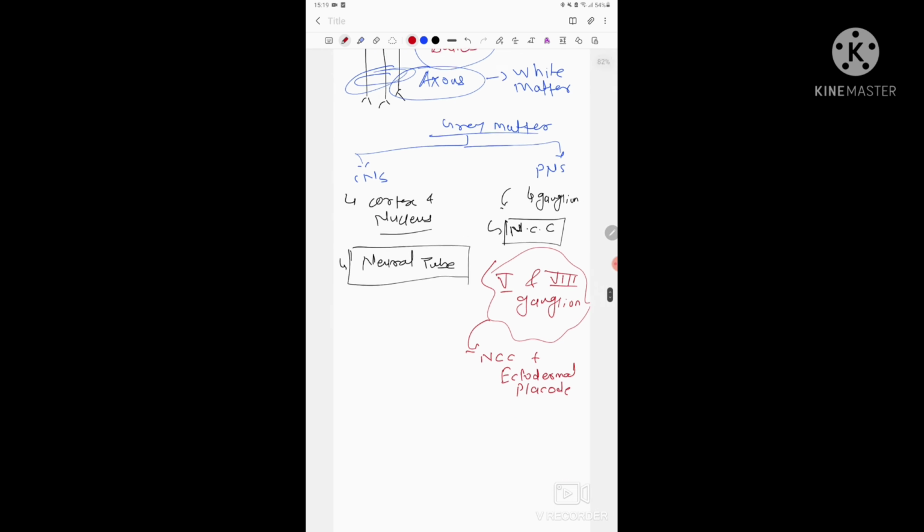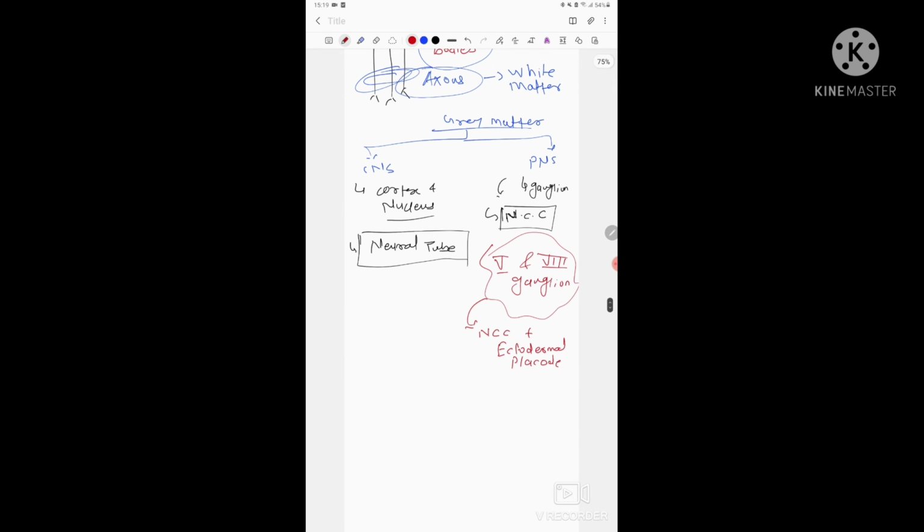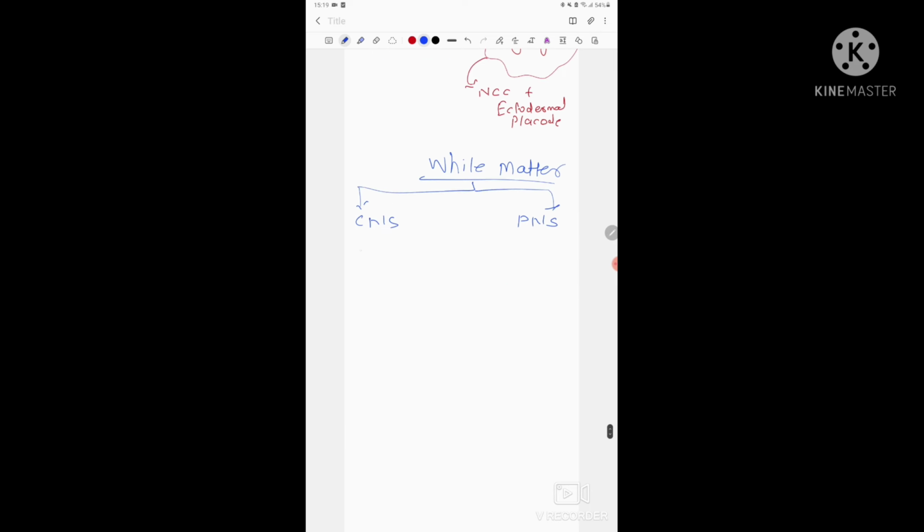I will describe the ectodermal placodes, neural tube, and neural crest cell all in detail in the next video in the development part. Okay, so when we talk about the white matter, that's it for the gray matter. When we talk about the white matter in the CNS and in the PNS, in the CNS, the white matter is known as the pathway.